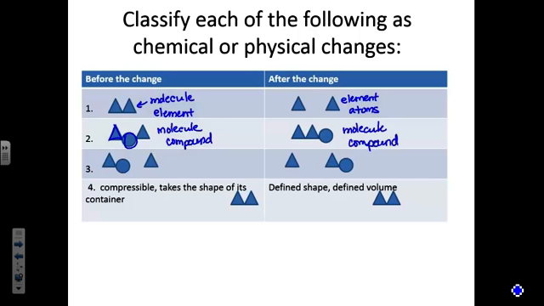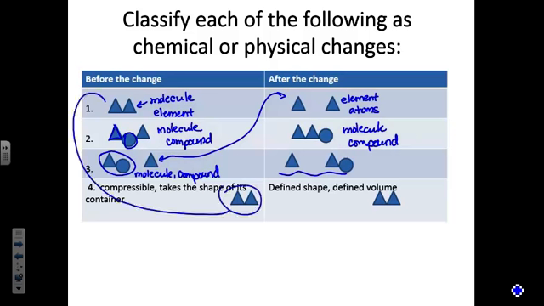In number 3, I have this guy here, which is a triangle and a circle, so this is a molecule, and it's also a compound. And then we already identified this up here as an element and an atom, and nothing happened over here, so we should have the same answer. And then in number 4, we already talked about this guy up here.